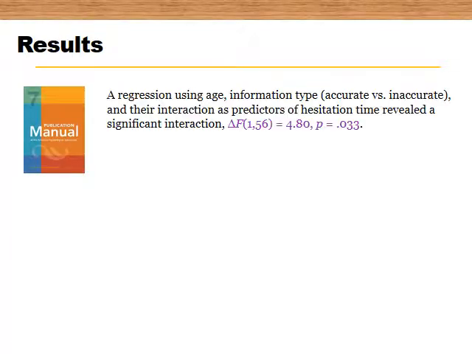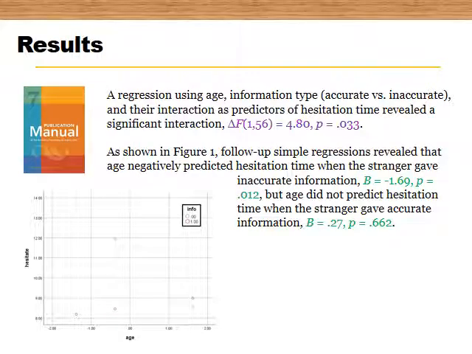Here's how we would write up our results. We can cut right to the chase here and just say that we found a significant interaction. We should still list our predictors and our outcome in that sentence. Then, to make sense of that interaction, we ran follow-up simple regressions, one with the inaccurate group, one with the accurate group. And what we found was that age was a negative predictor of hesitation time when the stranger gave inaccurate information. So in other words, only for kids that were given inaccurate information was it the case that older kids were less hesitant in leaving with them. However, for kids who were given accurate information, there was no relationship between age and hesitation time.